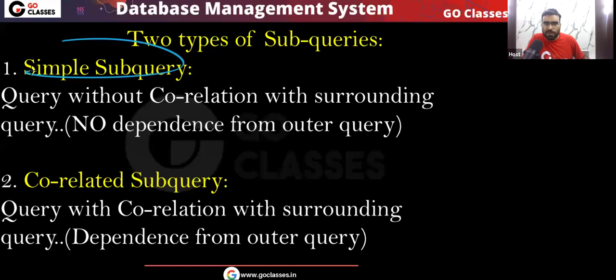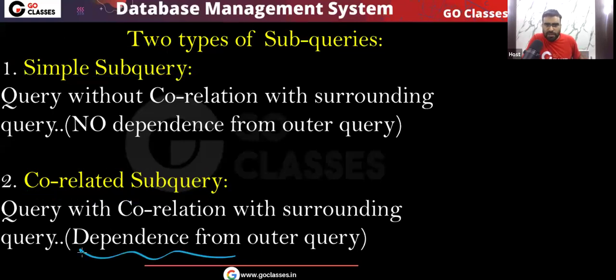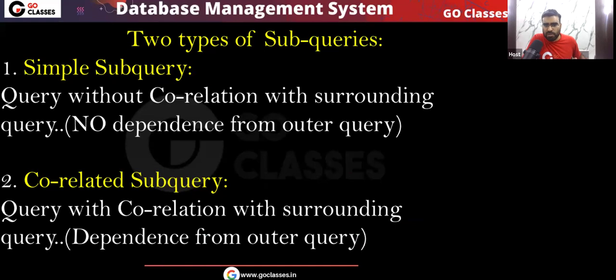Okay, this is simple. Next is correlated. You can see this is dependent on the outer query. There is correlation with the surrounding query. So there are two types of subquery. Now we will see how to handle them, how to evaluate them. If you have a simple subquery, how to solve the question. If you have a correlated subquery, how to evaluate the query.